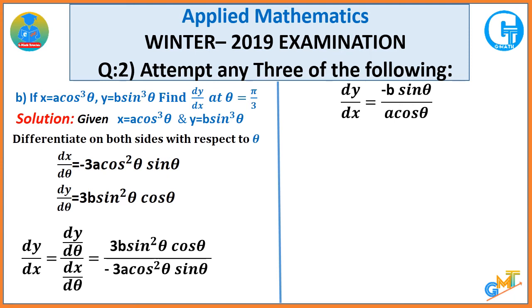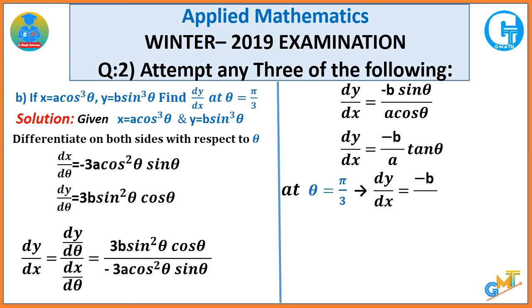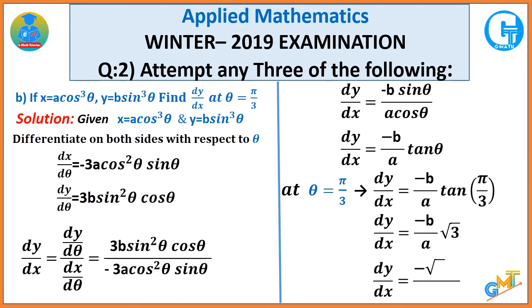theta upon cos theta is nothing but the tan theta, so dy by dx is equal to minus b upon a into tan theta. Put theta is equal to pi by 3, we get dy by dx is equal to minus b by a into tan pi by 3, that is tan pi by 3 is root 3. That's why dy by dx is equal to minus b by a into root 3. Hence dy by dx is equal to minus root 3b divided by a. This is the required solution.